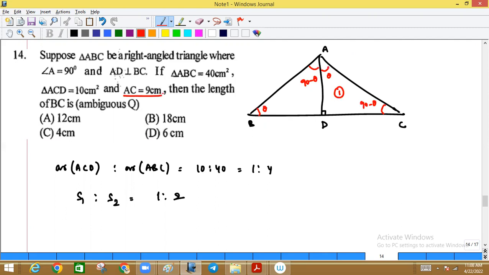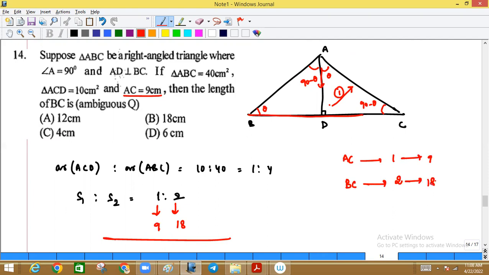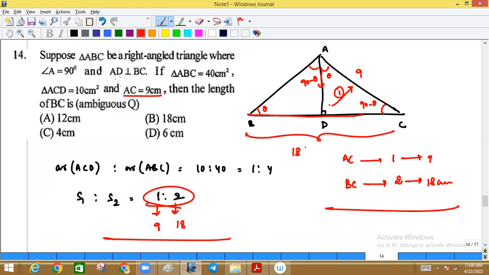AC is 9 and AC is opposite to 90. In the bigger one, opposite to 90 is what? BC. So if 1 is 9, then what is 2 parts? Is 18. Because AC, its 1 part is 9. BC, 2 parts is how much? 18 centimeters. Because these sides ratio and the larger side ratio should be in what ratio? 1 is to 2. And the smaller triangle side is given as 9. Therefore, the bigger triangle side becomes 18.